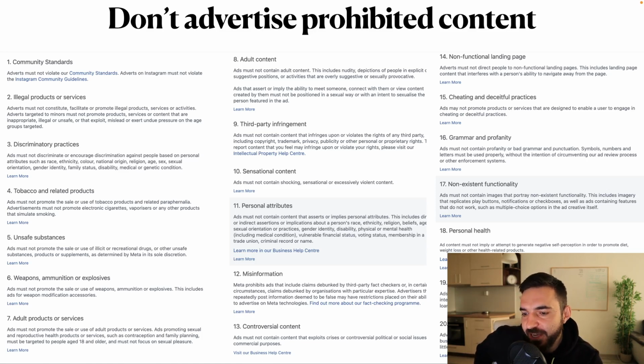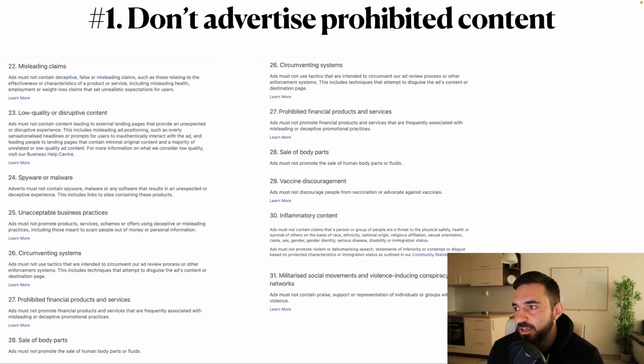You're not allowed to advertise multi-level marketing. You're not allowed to advertise something that is grammatically incorrect or uses profanity. You're not allowed to make misleading claims. You're not allowed to advertise vaccination discouragements. And this is some of the main points. If you want to get a better idea, I suggest you read the policy yourself.